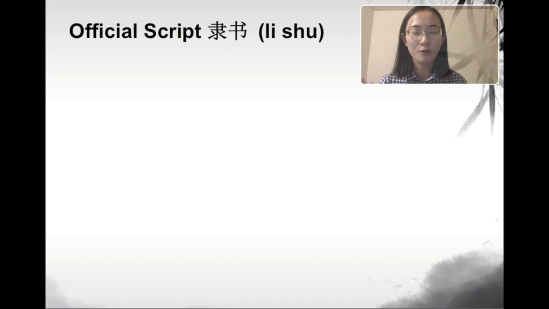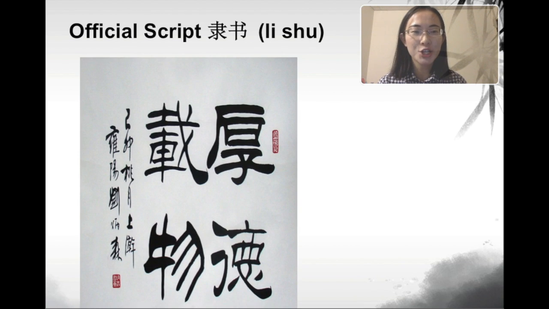Next is the official script. In Chinese, we call it Li Shu. The major characteristic of this style is how we write this horizontal line. You can see there is a rightward part and there is a downward part. So every time you see a horizontal line like this, you will know this is official script. We can find more examples here, right? And here is another example, and here.